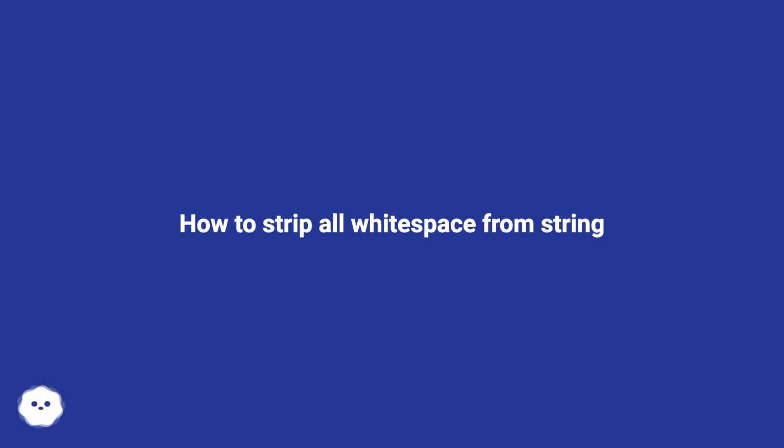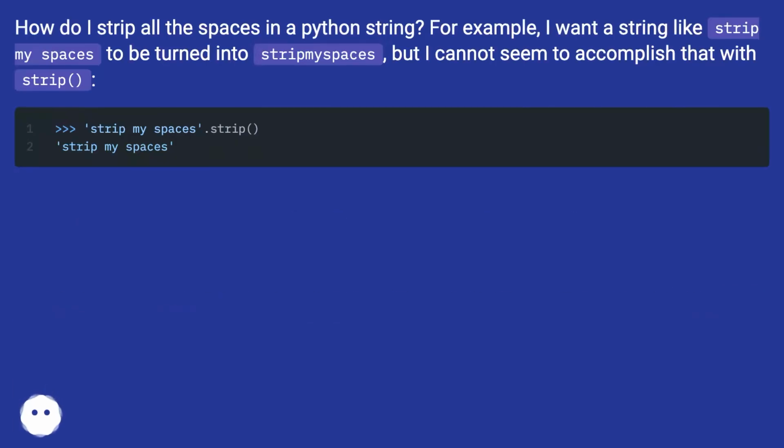How to strip all whitespace from a string. How do I strip all the spaces in a Python string? For example, I want a string like "strip my spaces" to be turned into "stripmyspaces", but I cannot seem to accomplish that with strip.